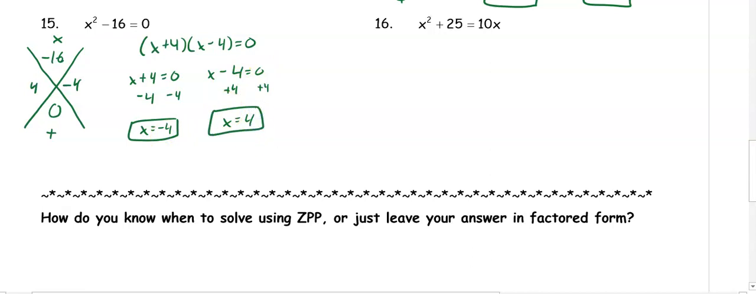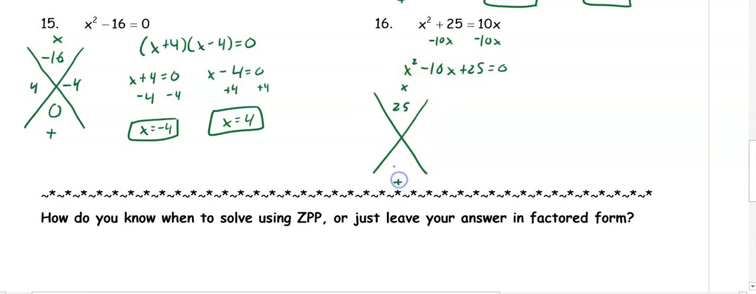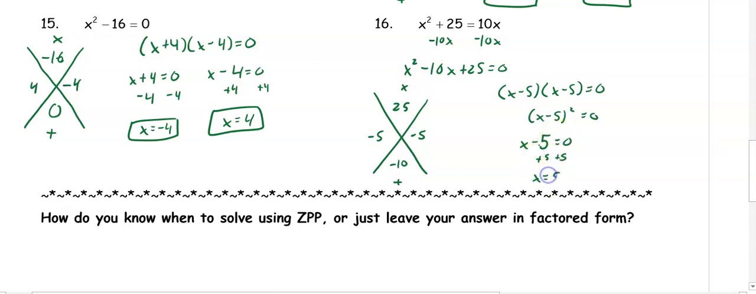In 16, again, we're not set equal to 0, so we need to move over the 10x, so we subtract 10x from both sides. x squared minus 10x plus 25 is equal to 0. So we need two numbers that multiply to 25 and add to negative 10. So we're looking for two numbers that are both going to be negative. That would be negative 5 and negative 5. We have x minus 5 times x minus 5 equals 0. It's the same number in parentheses, so we only have to solve that once. So we have x minus 5 is equal to 0. We can add 5 to both sides. So x equals 5.